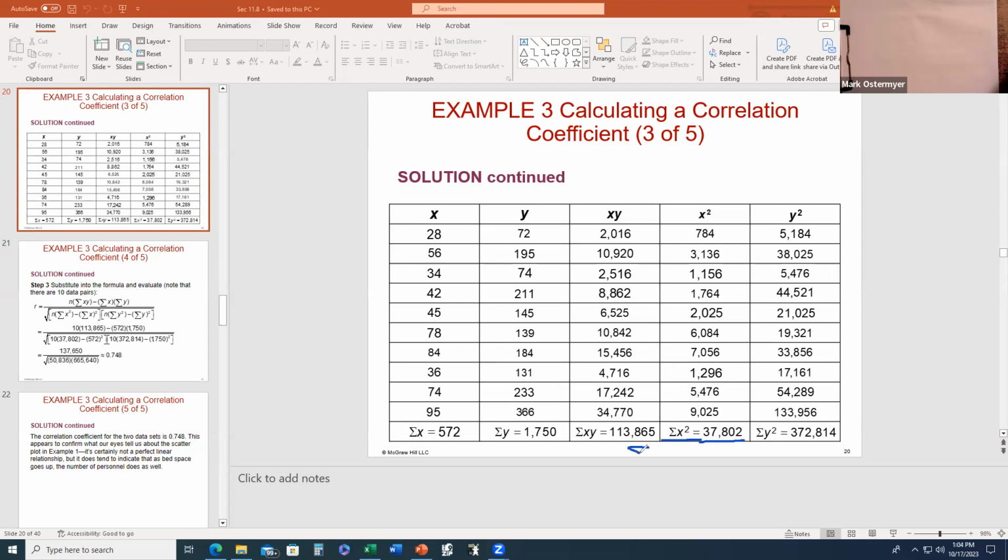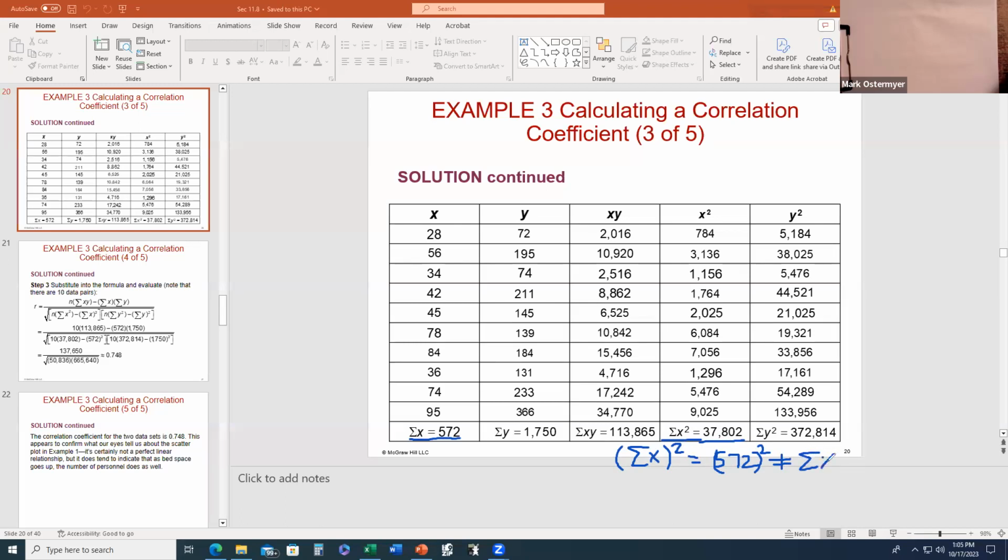Now, ladies and gentlemen, let's look at this. What was the sum of my x values? That was 572. So what if I take the 572 and square it? Will I get 37,802? Go ahead on your calculator and take 572 and square it. Do you get that 37,802? I think you will agree that you don't get that.